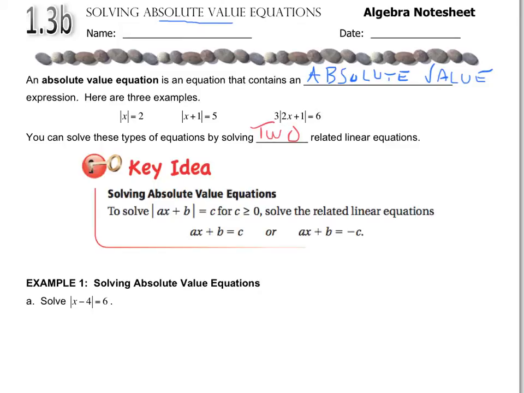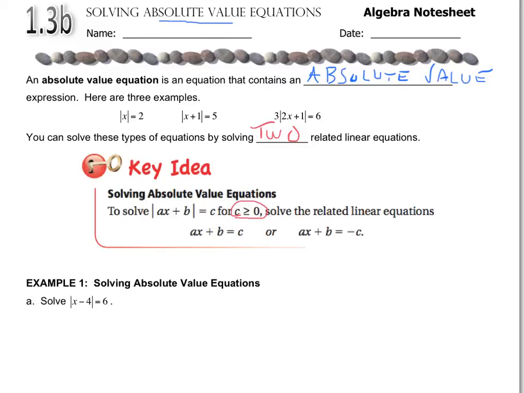The important part you want to notice here is c has to be 0 or greater. I cannot solve the absolute value equations if I have c as a negative number. If you think about it, the absolute value of all numbers is going to turn out to be positive, so the c value will never be a negative. It could be 0, because the absolute value of 0 is 0, but I cannot take the absolute value of a negative number to get a negative answer.